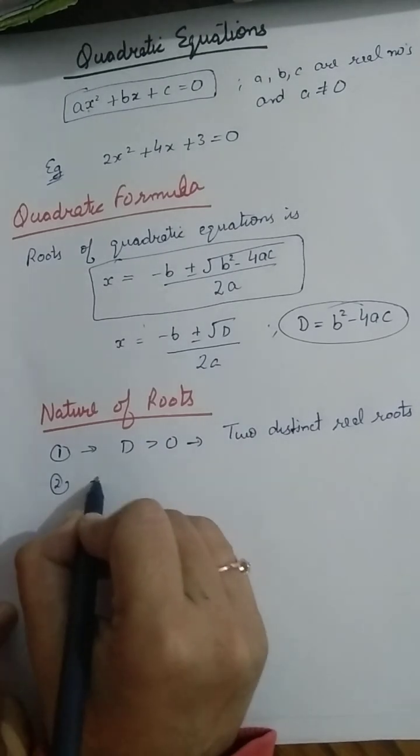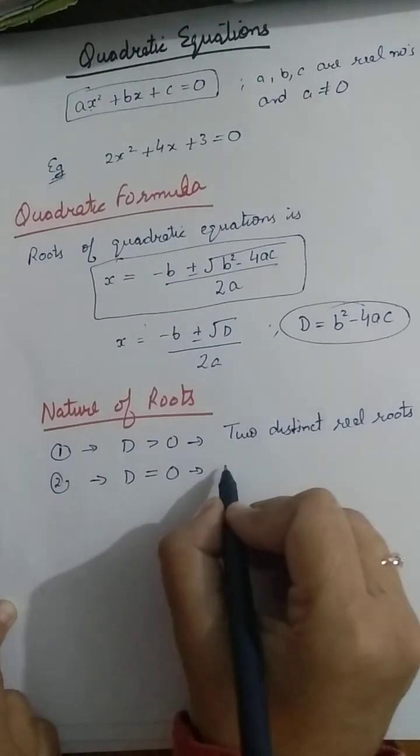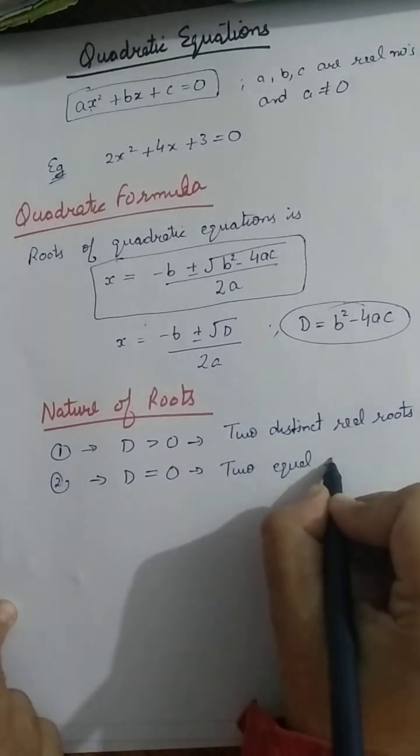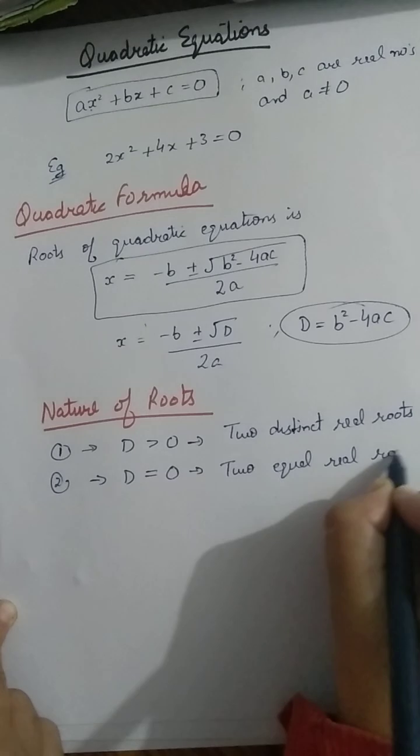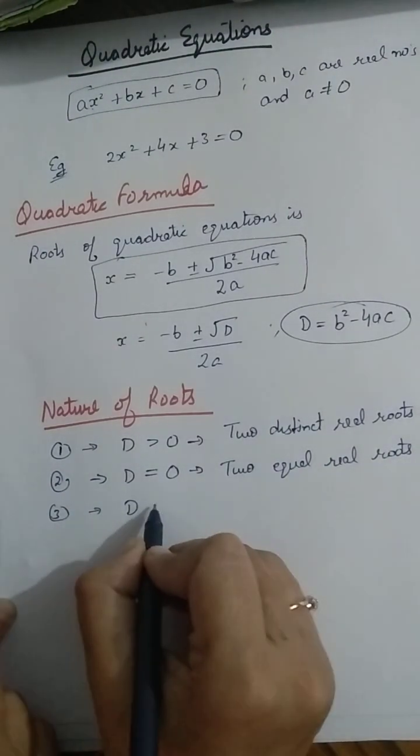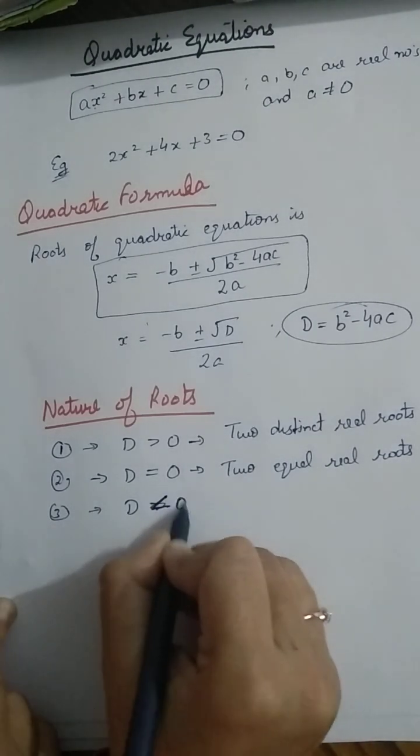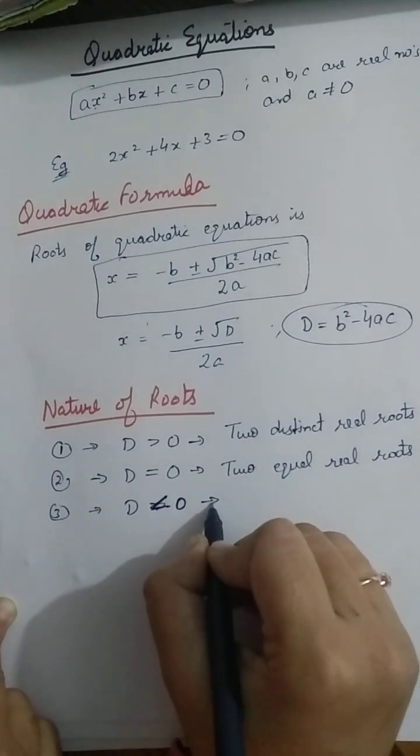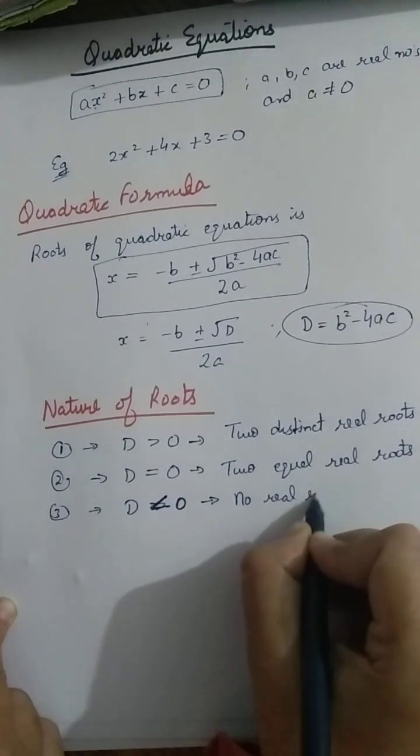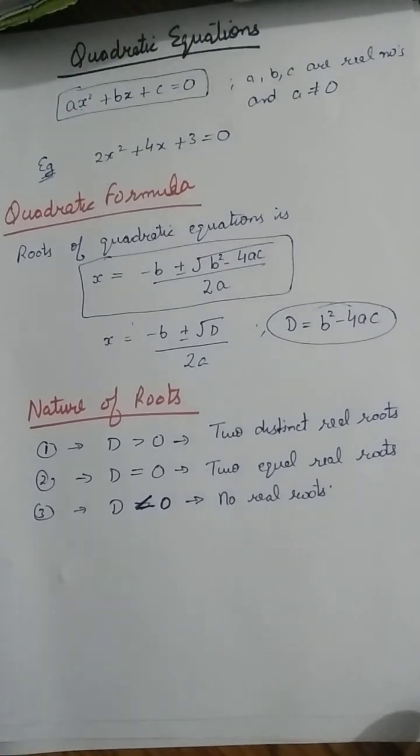But if D is equal to 0, then we say that two equal real roots will exist. The third case is if D is less than 0. If D is coming out to be less than 0, then no real roots exist. So these are the three natures of roots.